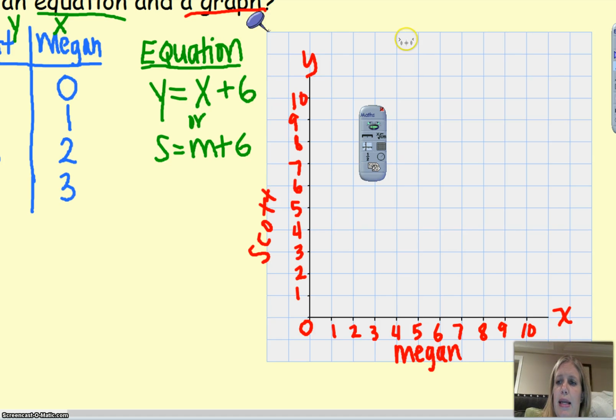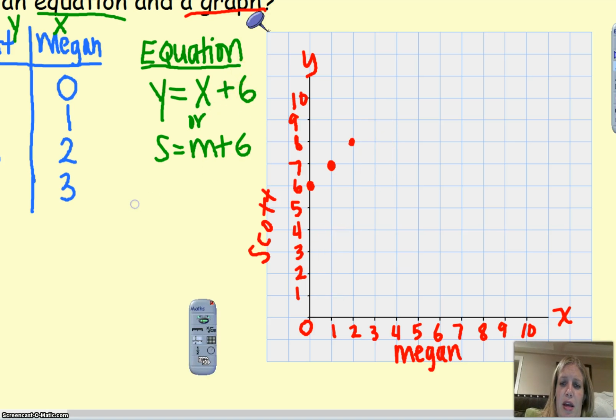Okay, so when Megan has 0 laps, Scott has 6. When Megan does 1, Scott will have 7. 2, Scott will have 8. 3, Scott will have 9. 4, and so on. Okay, and that's our graph. We can connect it to say it's going up in this direction. Okay, and there you go.